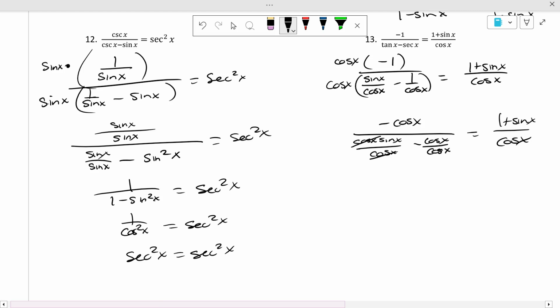Here the cosines cancel. They'll cancel to be 1 here. So we have negative cosine of x over sine of x minus 1. So I don't have any addition or subtraction in the numerator. I have subtraction in the denominator. I have addition in the numerator and no addition or subtraction in the denominator. So I have to think multiply by my conjugate of my denominator. Sine of x plus 1.